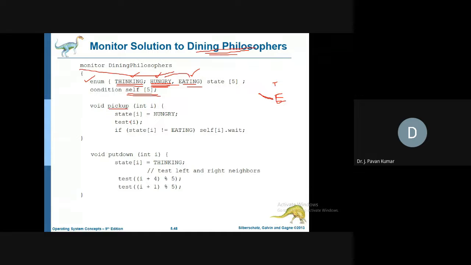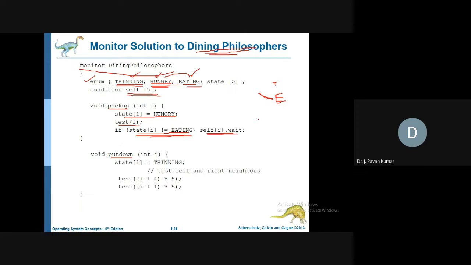One is pick up, another one is put down. Pick up, in the sense, whenever the state is hungry, then pick up. He will be calling this pick up, and test. What is this test? After that, if he is not eating, then he will be waiting. If he is eating, then he will not wait. Otherwise, he will be waiting. Okay, what is this test? It will be saying what pick up has to do when he is able to pick both the chopsticks.